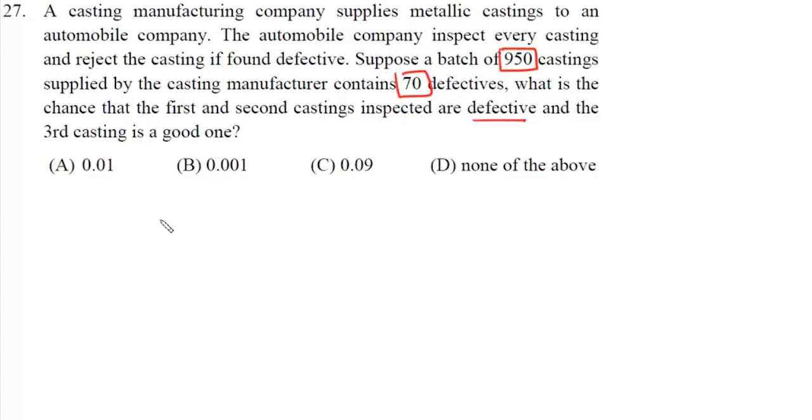Now if the first is defective, then its probability will be 70 divided by 950. For the second to be defective, we'll have 69 by 949. And if the third is good, we'll have 950 minus 70, and that'll be 880 by 948. And this value is 0.000497, which is none of the above, and that's your option D.